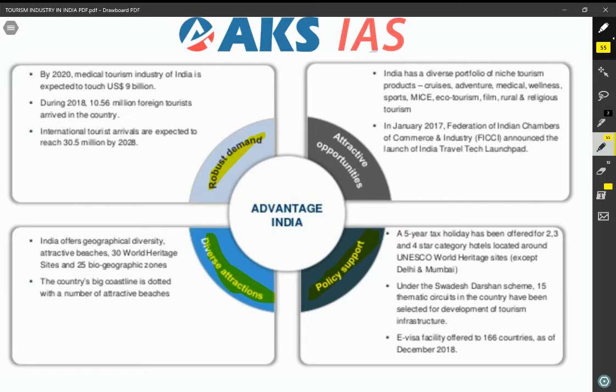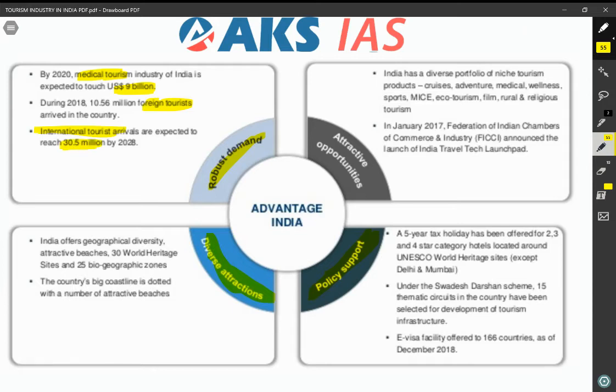So here you have some data mentioned. By the year 2020, medical tourism in India is expected to touch US dollars 9 billion. During 2018, 10.5 million foreign tourists arrived in India. So this information explains to us that there is definitely a demand for tourism opportunities in India. Also, international tourist arrivals are expected to reach 30.5 million by the year 2028.